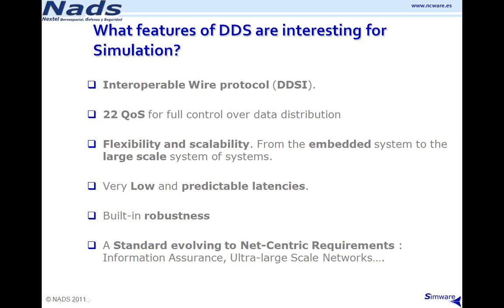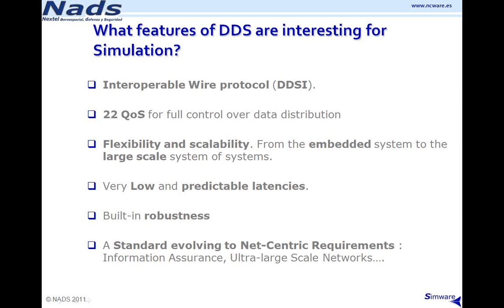Second, it has 22 quality of services that allow full control of data. These quality of services cover all the possible scenarios in nets, good nets, noisy nets, interruptions in communication, etc., and all possible scenarios in time restrictions. Also, they allow control of local resource usage.